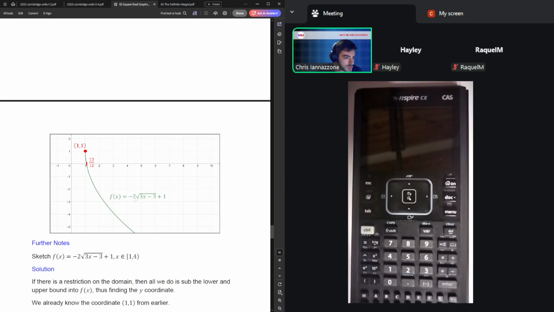Any questions about the logic behind that? Looking at the reflection terms, and then based off of where you put your vertex, can determine how many intercepts you have.